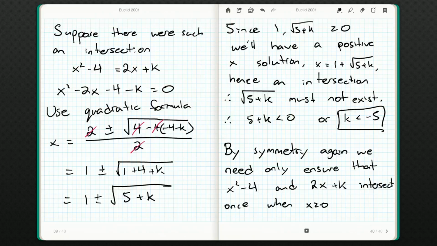Okay? So the reason we're asking for that is if you intersect on the right side of the graph, by symmetry we're going to have an intersection on the left side of the graph. So we want 2 intersections overall. So one's got to be on one side, one's got to be on the other side. So we just asked that there's only 1 intersection on the positive side of the graph. Okay?